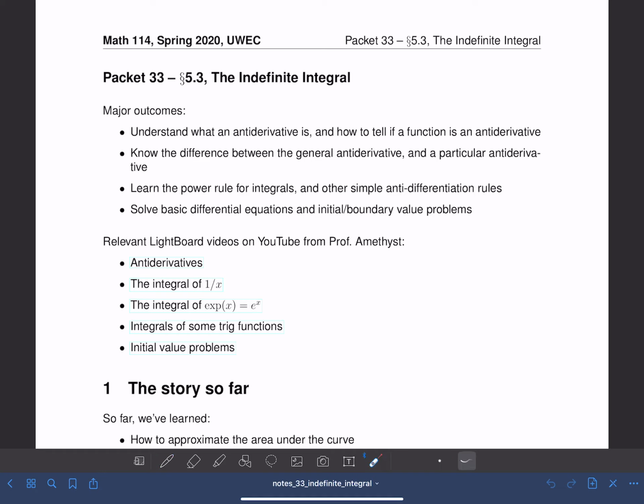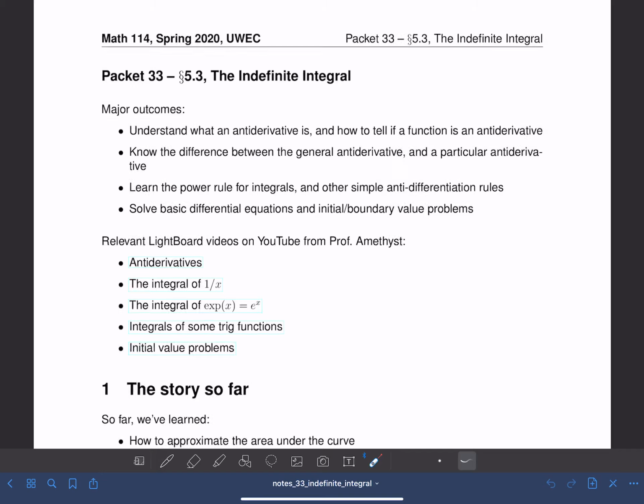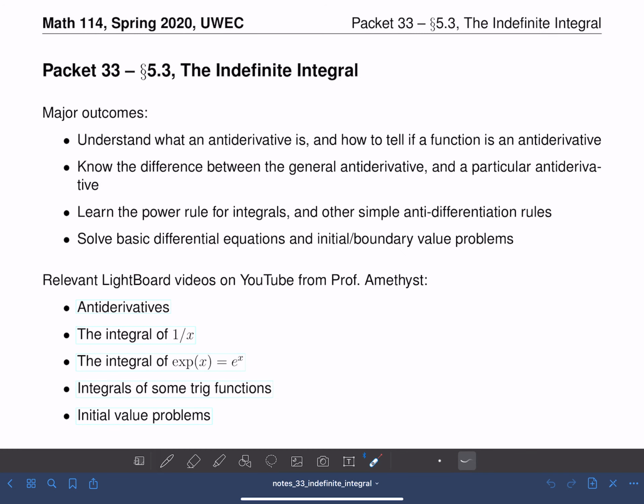This follows right on the heels of the definite integral. And then in our next section, looking forward, we're going to connect the two with the fundamental theorem of calculus, one of my favorite theorems in the whole wide world. Just a gorgeous theorem. So I have 4 objectives for you for section 5.3 in our textbook.